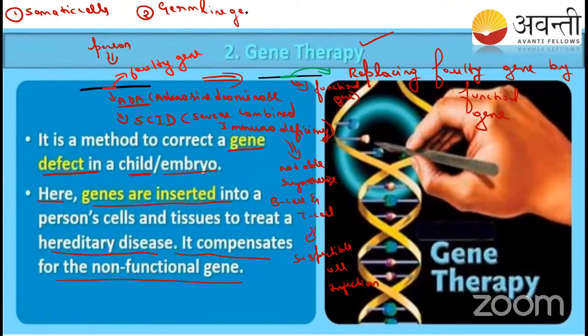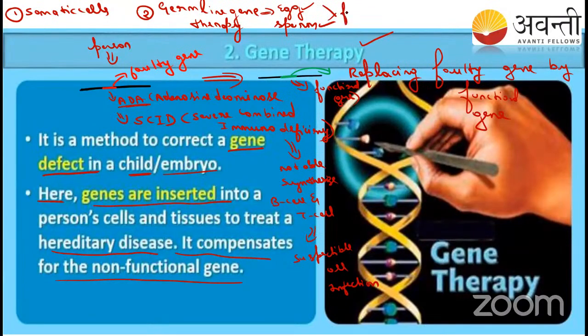Germline gene therapy. So what do we do in germline gene therapy? Germline gene therapy is related to the egg and sperm. For example, if the father has a faulty gene, we will remove or replace that gene with a functional gene in the sperm. If the mother has the faulty gene, we will take the egg and replace it with the functional gene.